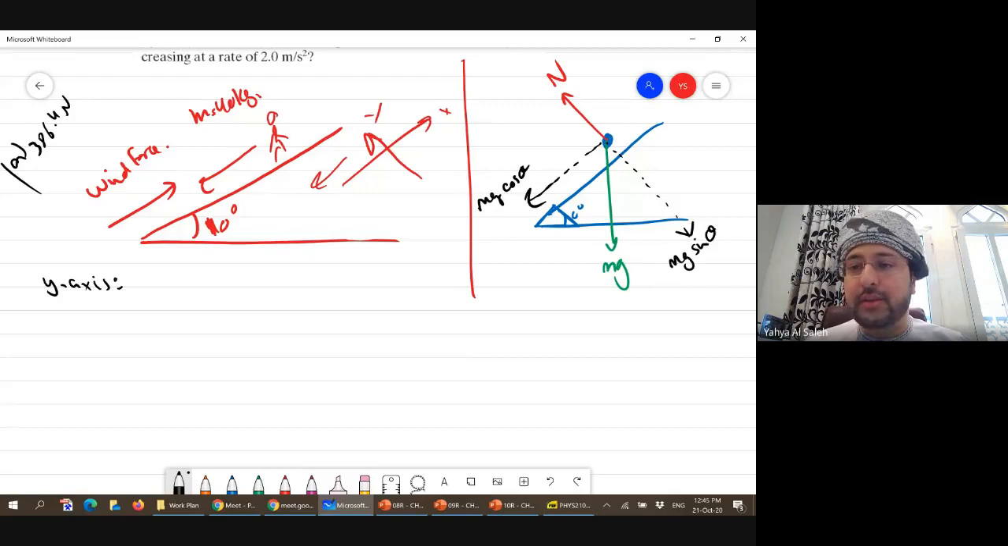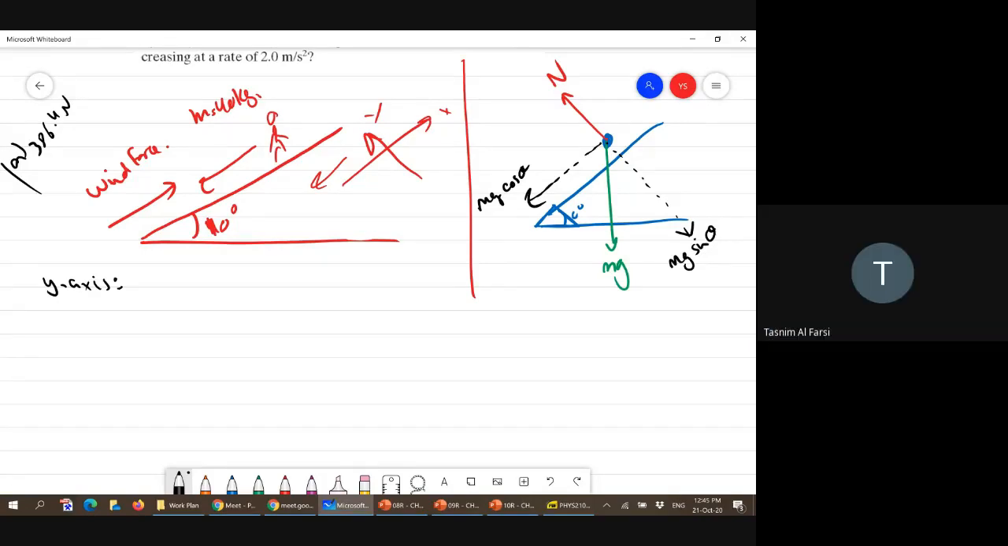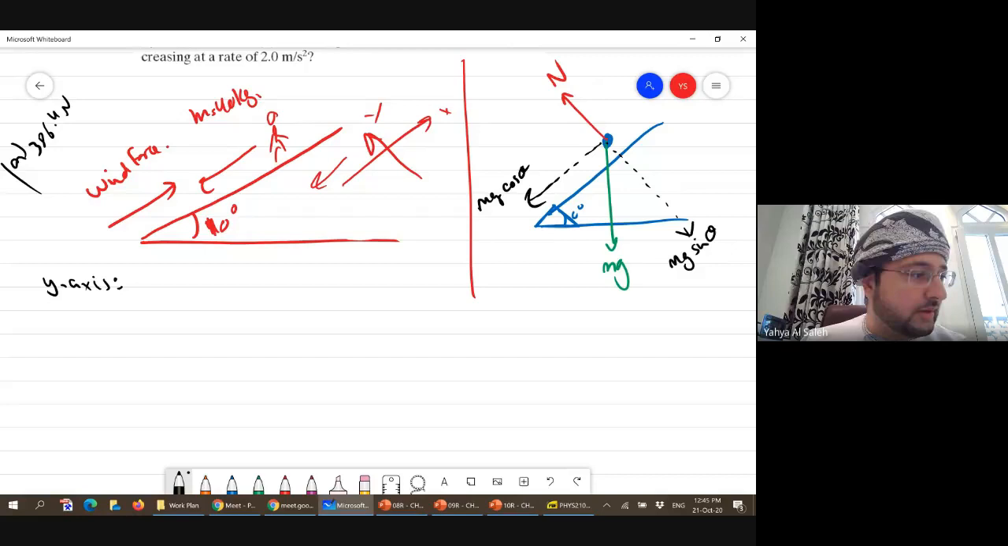Do you disagree? Do you think it should be cosine down and sine up? No. Sine up, cosine down. Okay, so you think it should be the other way around?